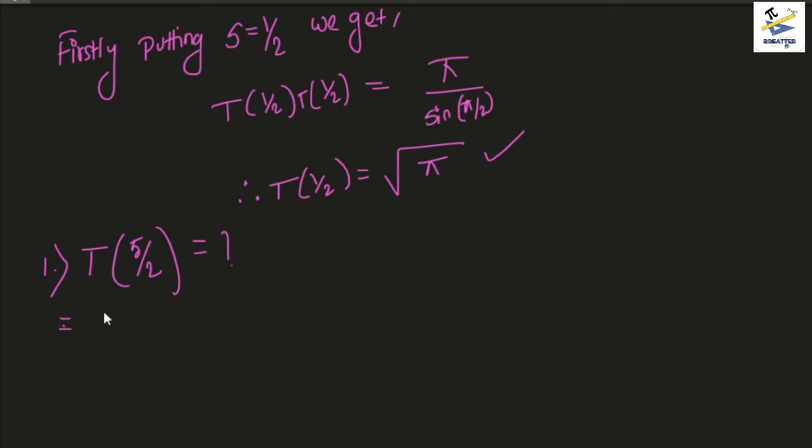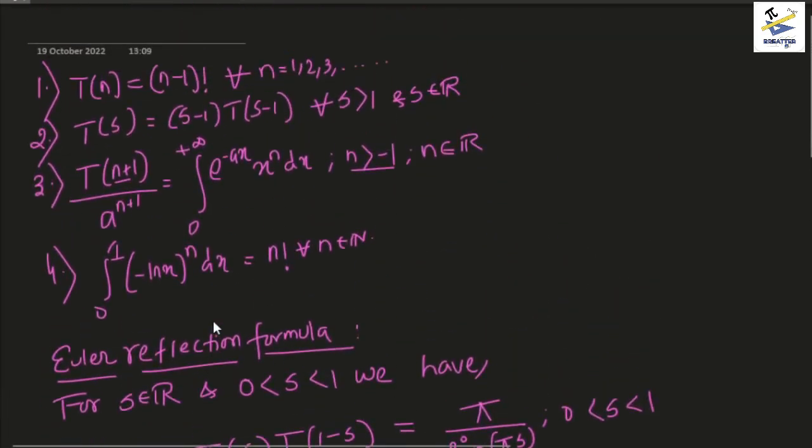Okay, so to evaluate this gamma of 5 by 2, what we can do is as follows. Using the recursive property, we can write this as (5 by 2 minus 1) into gamma of (5 by 2 minus 1). So this here becomes 3 by 2 multiplied by gamma of 3 by 2. So see how we have used the property of recursion here, because we defined that this is valid for all s greater than 1, right?